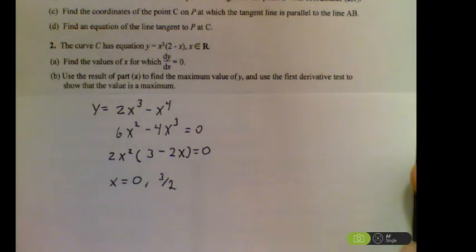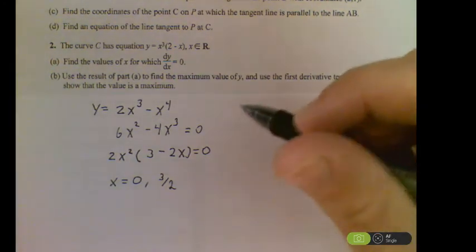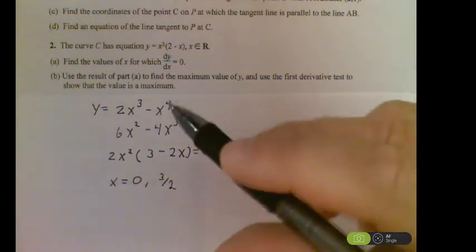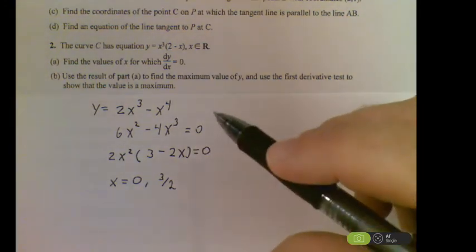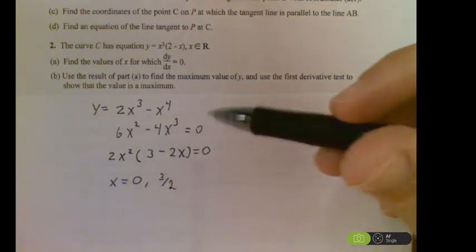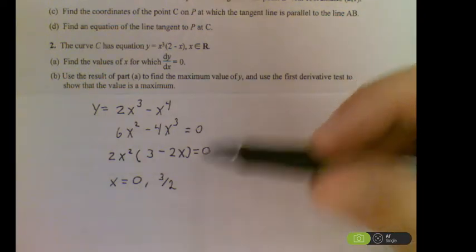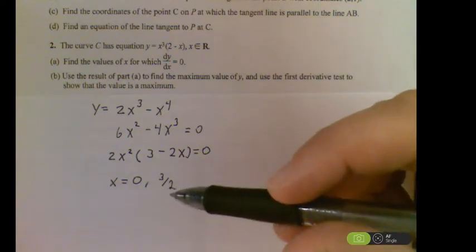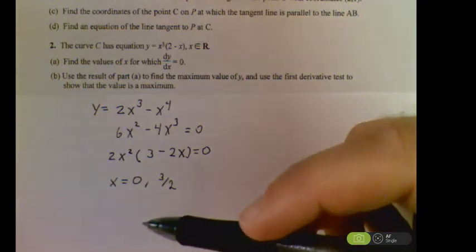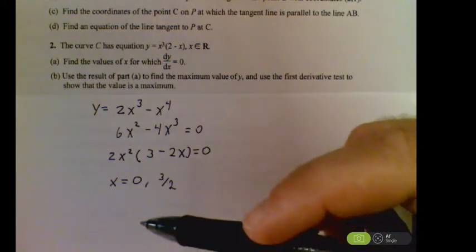So moving on to part B. So take those answers and find the maximum value of y, and then we're going to use a first derivative test to prove that it's a maximum. So to find a max or a min or any stationary point, that's always when you set the derivative equal to 0. So these guys right here must be stationary points. We just don't know their classification. We don't know if it's a max or a min or a point of inflection.